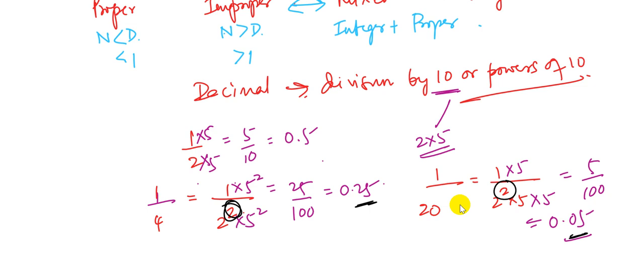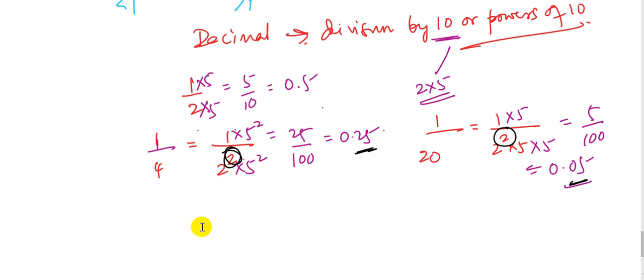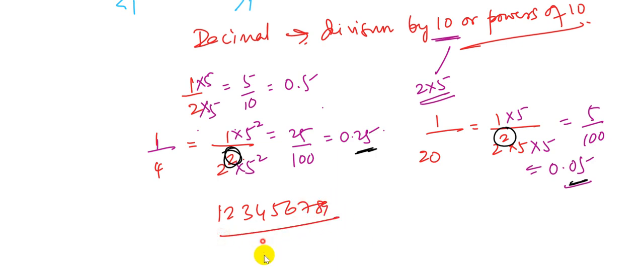Clear? Is it clear for everyone? Yes, sir. Okay. So, can you tell me 9 by 160? Will this be a terminating decimal or not? And if it is terminating, then how many digits will be there after the decimal point?